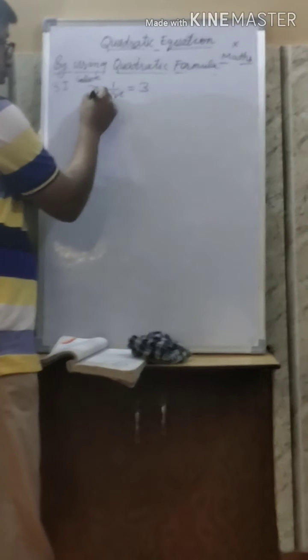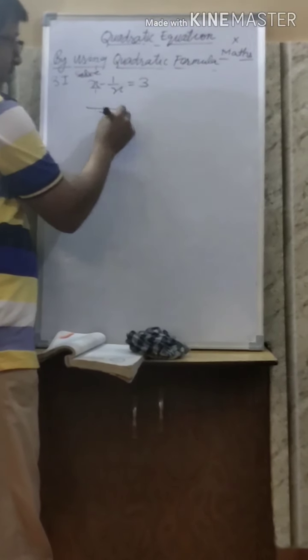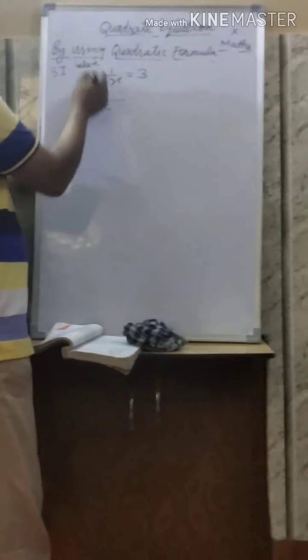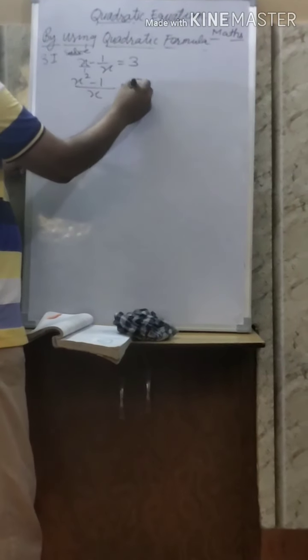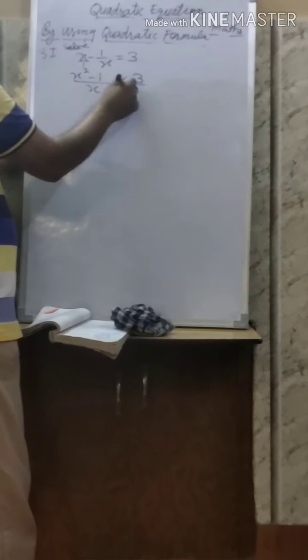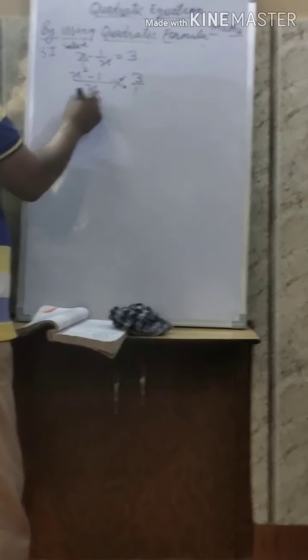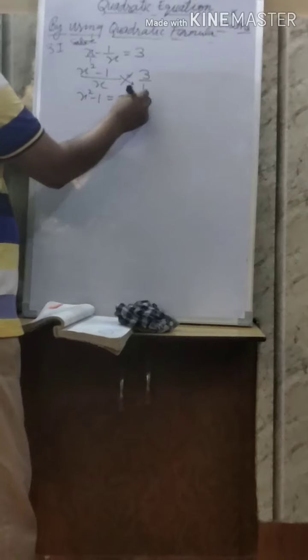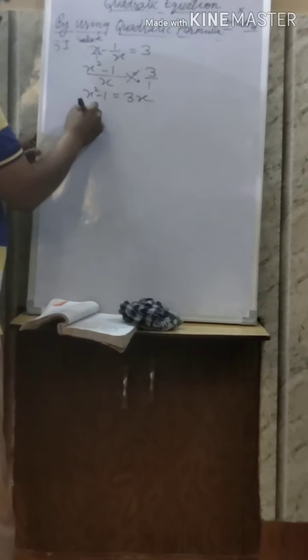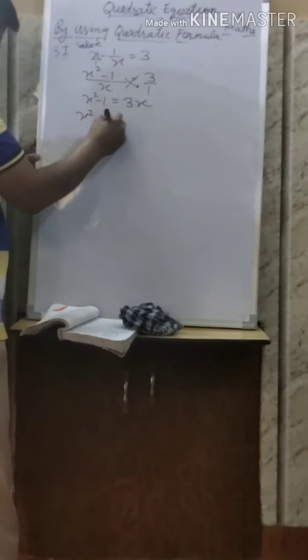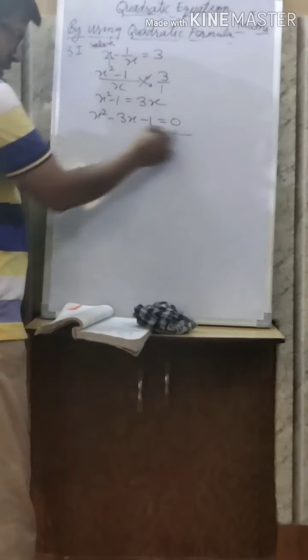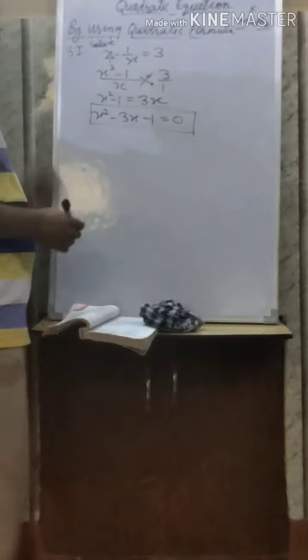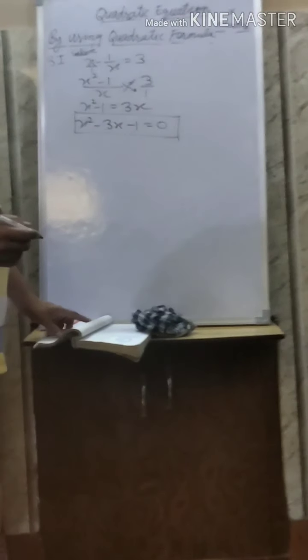Simple. What will you do? Take the LCM. LCM is x. x into x, x square minus 1 is equal to 3. Now cross multiply: x square minus 1 is equal to 3x. Now shift 3x here, so x square minus 3x minus 1 is equal to 0. This is the quadratic equation.